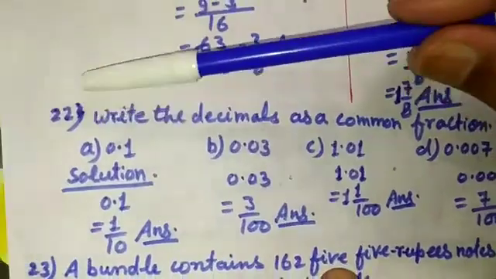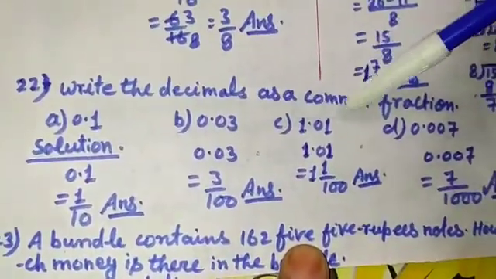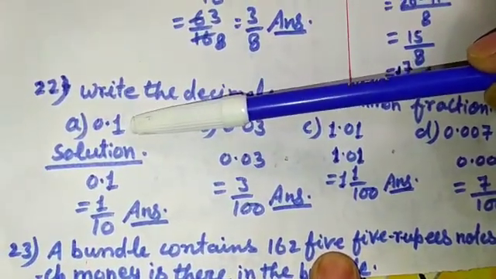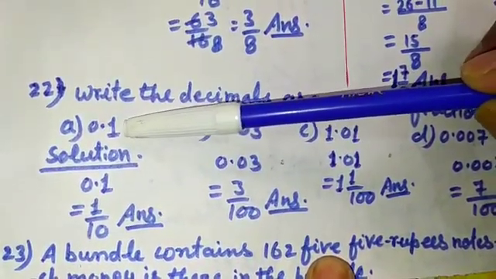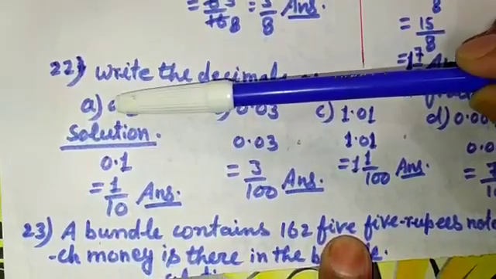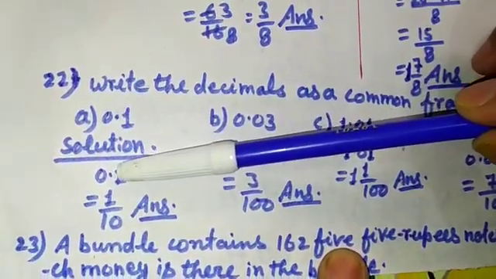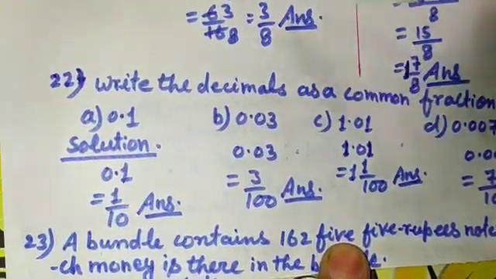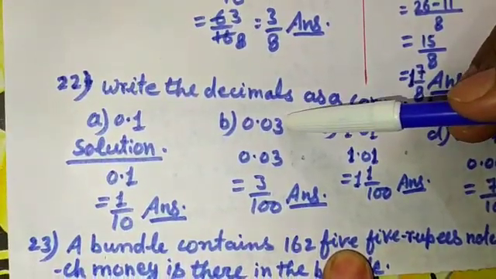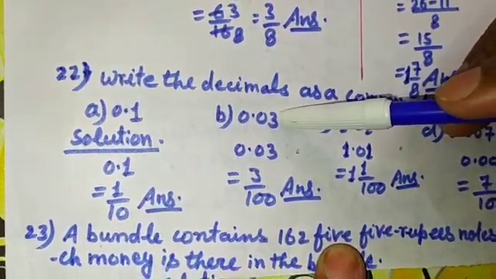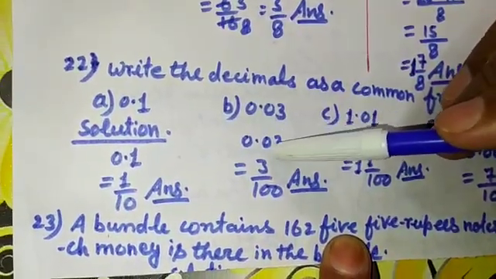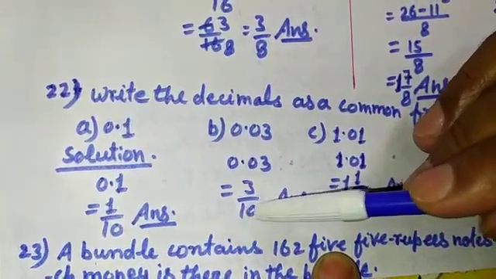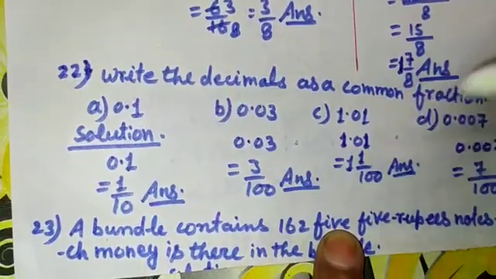Now 22 is write the decimal as a common fraction. A: 0.1. Here we are looking that from the right hand side the decimal is at 1 digit. Therefore it will be 1 upon 10. B is 0.03. Here the decimal is at 2 digits from the right hand side, therefore it will be 3 upon 100.